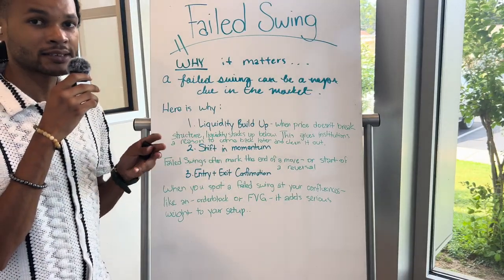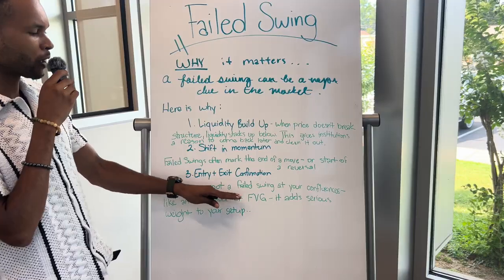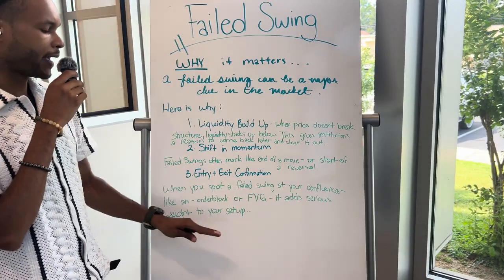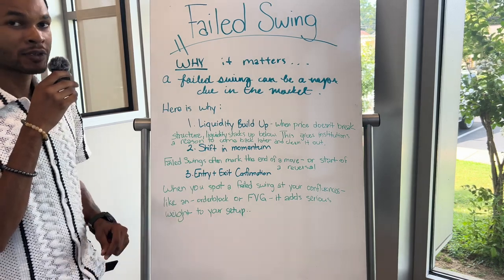3. Entry and exit confirmation. When you spot a failed swing at your confluences, like an order block or a fair value gap, it adds serious weight to your setup, giving you edge.